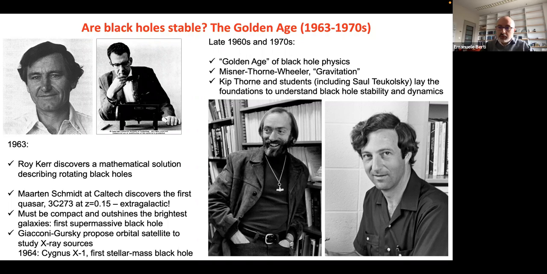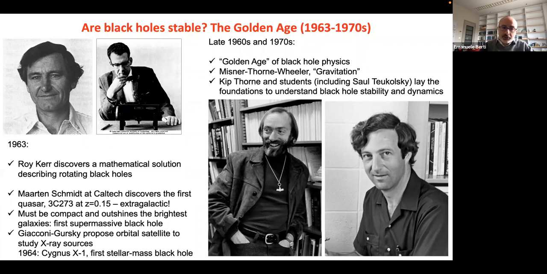So a crucial year in the development of this story is 1963, when famously Roy Kerr discovered a mathematical solution that describes rotating black holes. This brings black holes closer to the realm of astrophysics because everything in the universe rotates, so you want to have a solution with angular momentum to describe the endpoint of gravitational collapse.